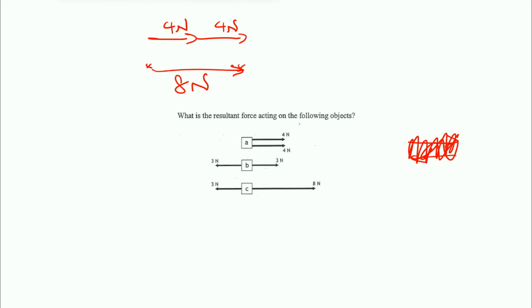Doesn't mean that B is not moving. If B were already moving, it would just keep that constant motion, right? According to Newton's first law. So it could be moving, it could be stationary, we don't know. All we can say is there is no resultant force, so its motion won't change. Now, C, we had 8 newtons this way, 3 newtons this way. Those 3 newtons will cancel out 3 of the 8 and still leave us with 5 newtons of force to the right, all right, as our resultant force.